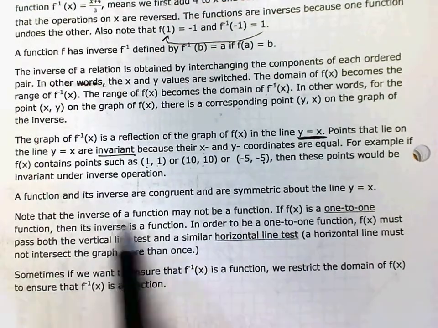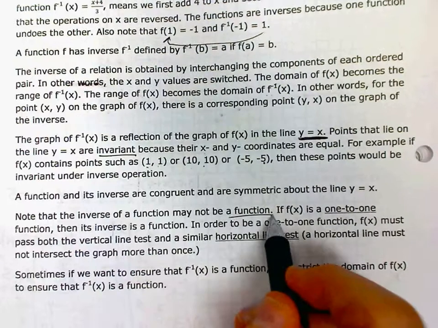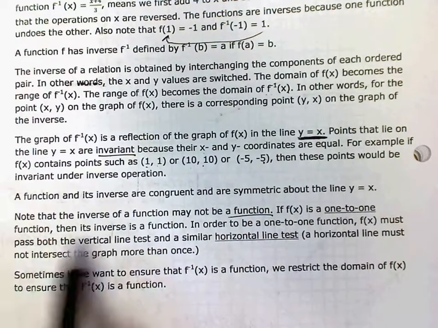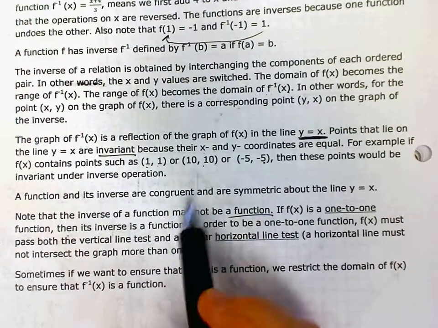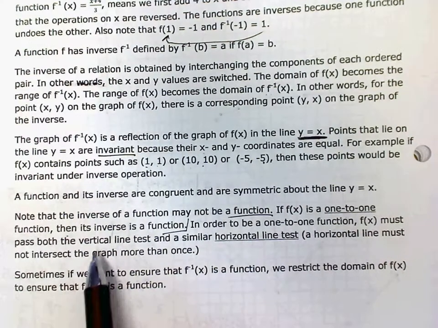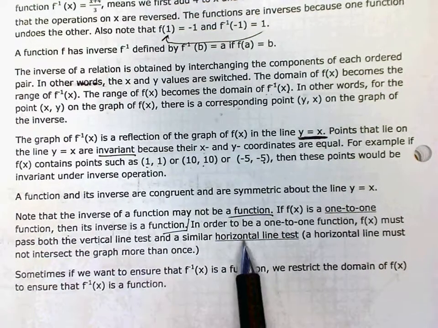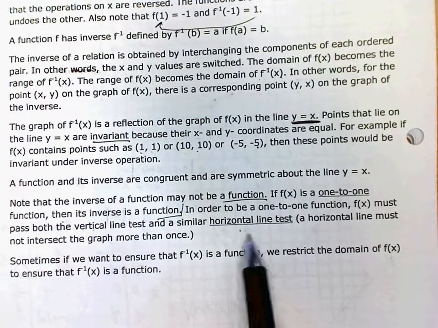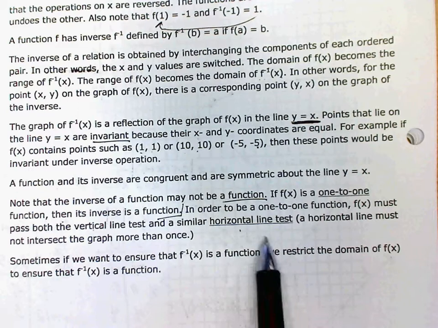Sometimes the inverse may not be a function. Okay? If f of x is a one-to-one function, then its inverse is a function. To be a one-to-one function, it has to pass both the vertical line test and the horizontal line test, and I will illustrate that to you in an example.